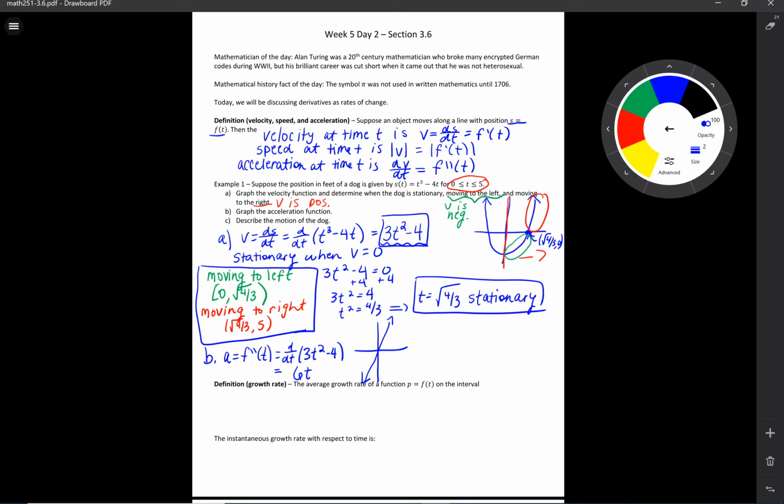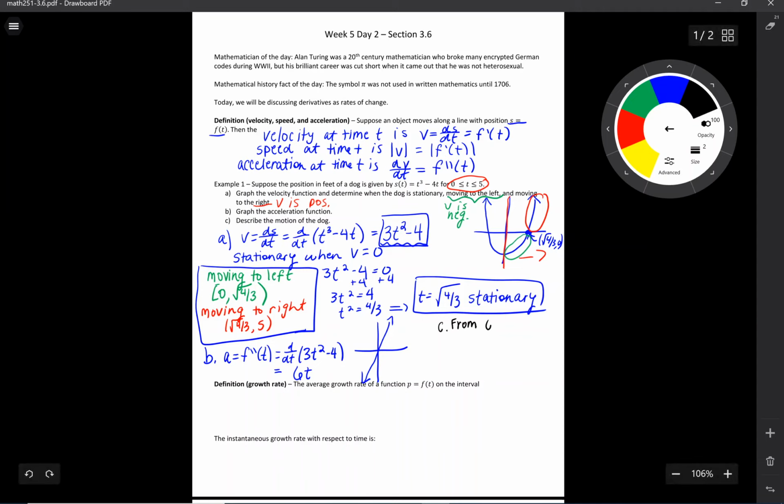All right, our final objective here is to describe the motion of the dog. So as we saw in part A, from time equals 0 to time equals square root of 4/3, the dog is moving to the left. At square root of 4/3, the dog is stationary because it's turning around basically to move to the right.